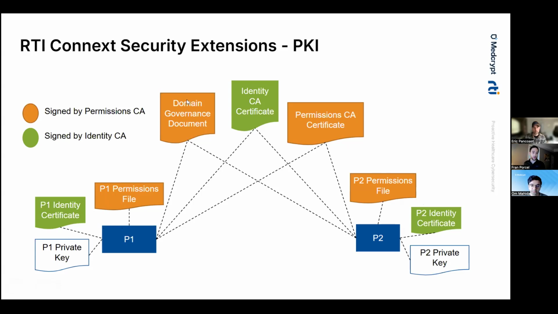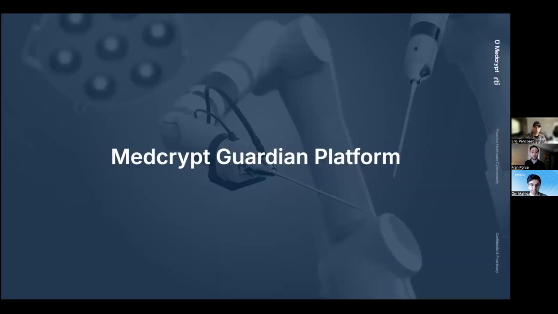Now, each of them uses the domain governance document, and all of this is properly signed by the identity certificate authority and the permission certificate authority. Now you can see how the more applications we add to the system, the more complex this is going to get. Your public key infrastructure, if you do this manually, is going to become harder and harder as the number of applications goes up. And that is exactly where Medcrypt's Guardian comes into the picture.